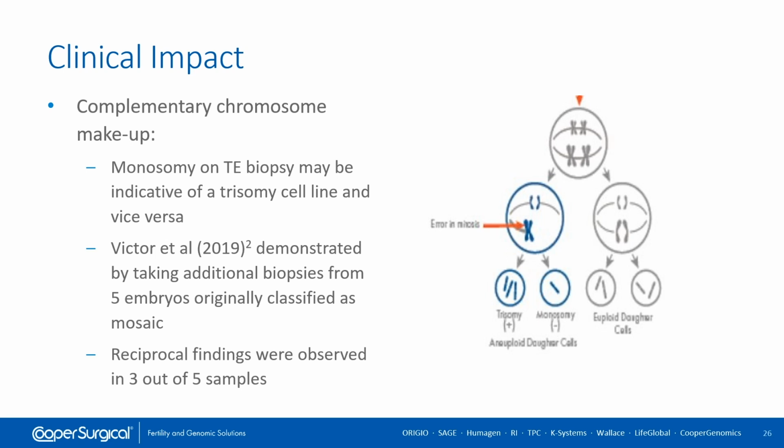Victor et al. in their 2019 paper set out to test this idea by taking additional biopsies from 5 embryos that were originally classified as mosaic. Reciprocal findings were observed in 3 out of the 5 samples, thus demonstrating the idea that complementary chromosome makeup does happen.